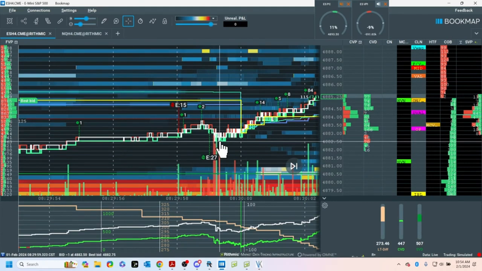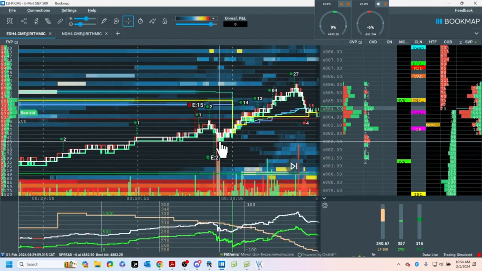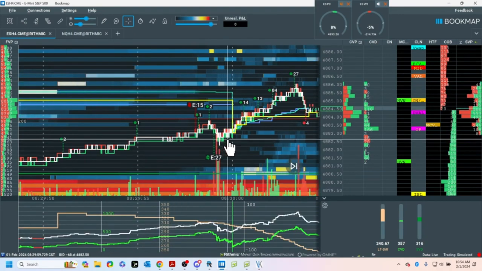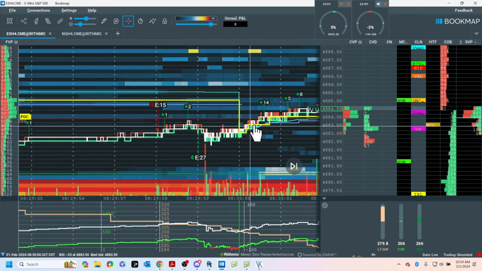Now, we do have economic reports coming out also, 8:45 Central, my time, and 9 a.m. So those are things to be conscious of. So let's look at the first trade. RTH open. This is called the developing volume point of control. I had to make up names for some of these things, not the developing volume point, but the setups or the structured trades. This is called VPOC migration.